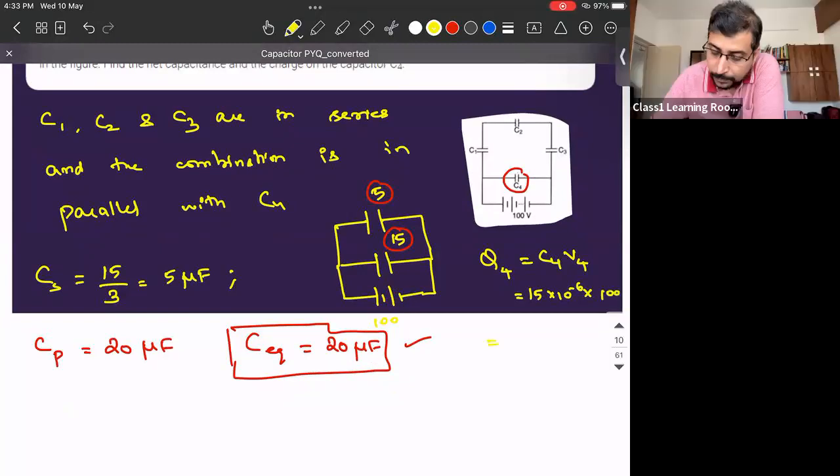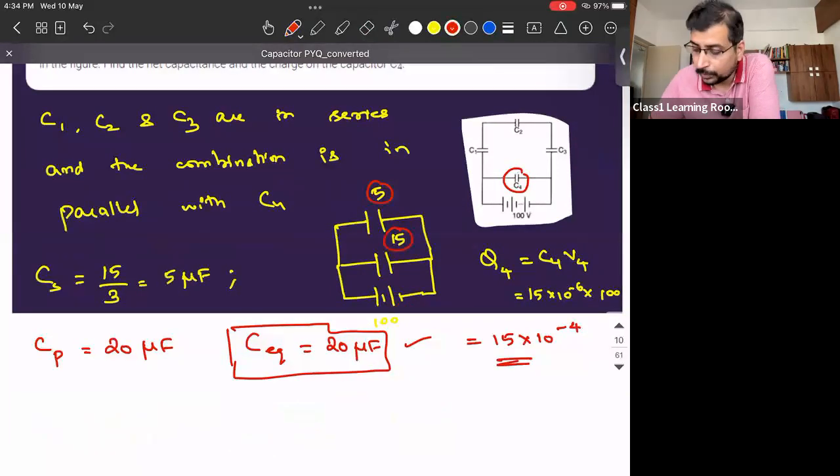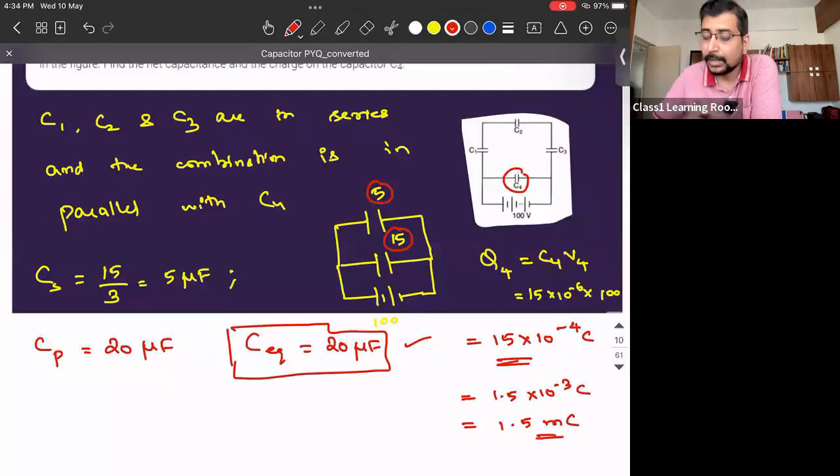So answer will be 15 into 10 power minus 4 coulomb, or it can also be 1.5 into 10 power minus 3 coulomb, which will be considered as 1.5 millicoulomb. Clear with this?